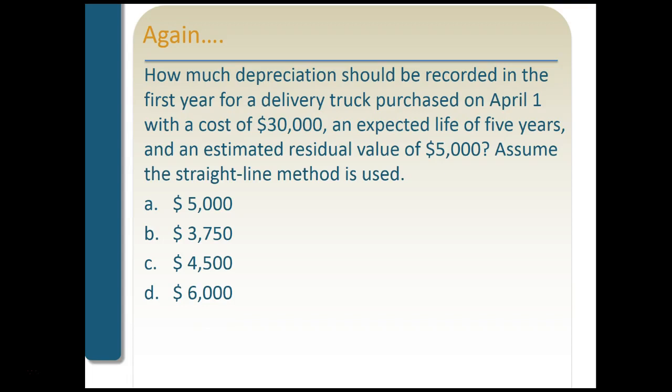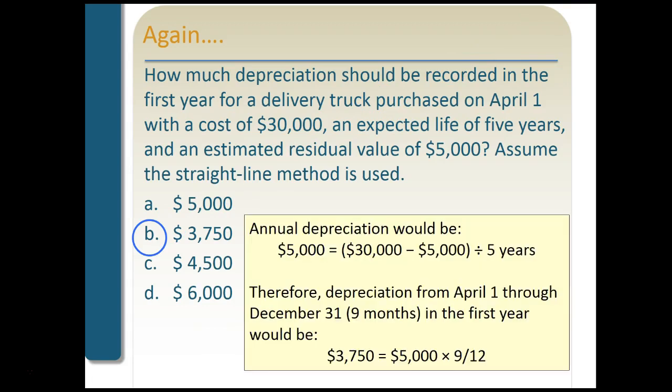So if we look at the cost minus the residual value, $25,000 is what would be depreciated over 5 years' time, but again, we only want to take 75% of the first year. So $30,000 minus $5,000, divided by 5 years, would be $5,000 a year if it was the full year. But taking 9/12 of $5,000 would give us $3,750.